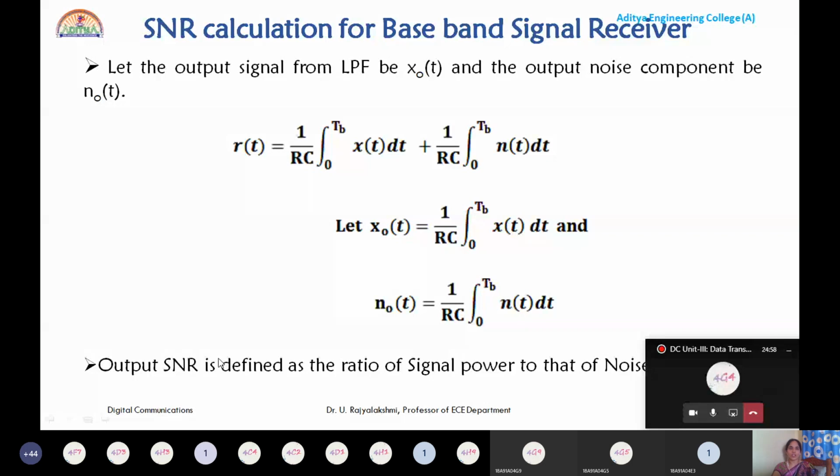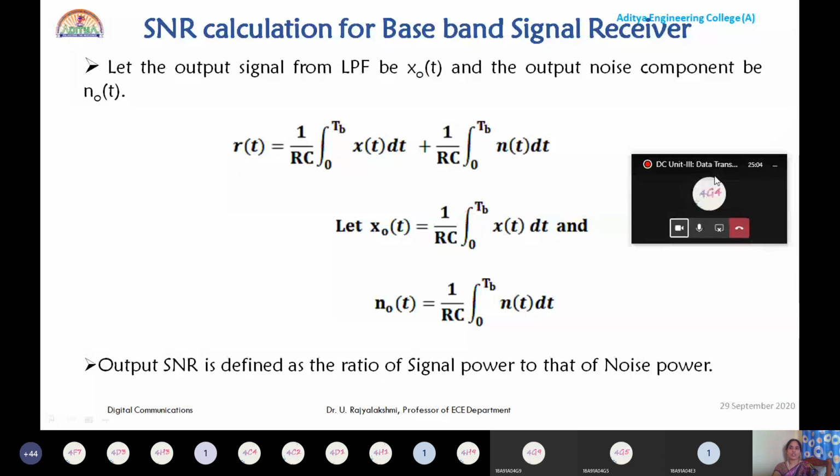Now, how can you calculate the output SNR? You know that output SNR is defined as the ratio of signal power to noise power. Output SNR is the ratio of output signal power to output noise power. Output signal power you can obtain using the output signal, and output noise power you can calculate using the output noise component. Let us calculate the output SNR.